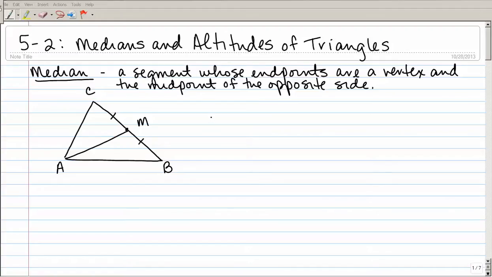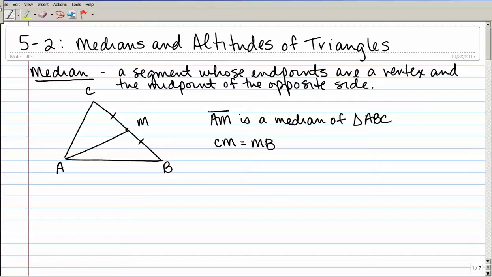So in this diagram, segment AM is a median of triangle ABC. You can see that it goes from the vertex A through the triangle to M, which is the midpoint of segment CB. And remember, that's designated by these little hash marks here. So we can also say that CM is equal to MB.